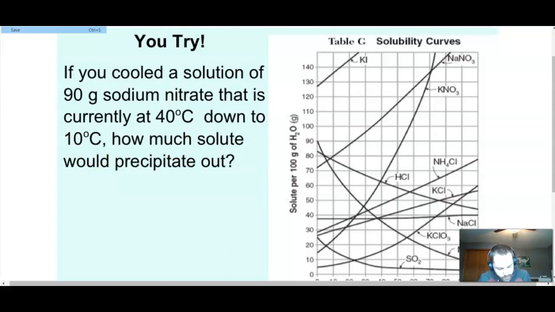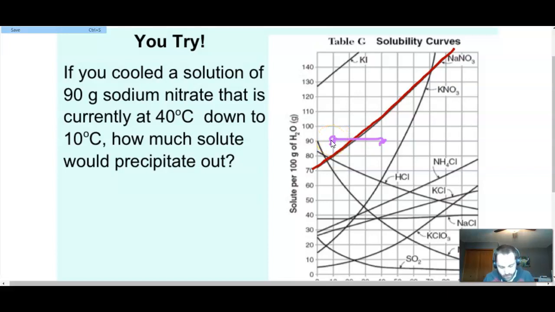So if you cool a solution of 90 grams of sodium nitrate, we're going to be following this line that is currently at 40 degrees Celsius and says 90 grams. So I'm going to just put a point there. 40 degrees Celsius, 90 grams. And you cool it down to 10 degrees. All we really have to do is we can tell it went from unsaturated, it would have hit a saturation point here, and then it crosses into supersaturated territory.